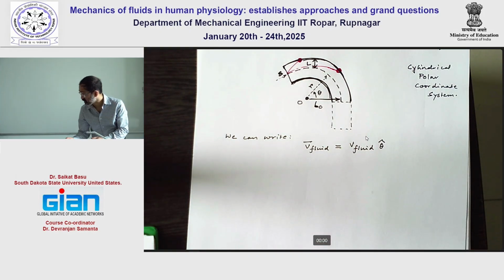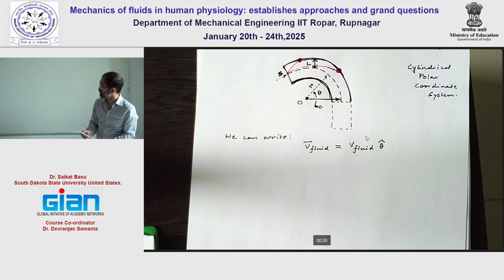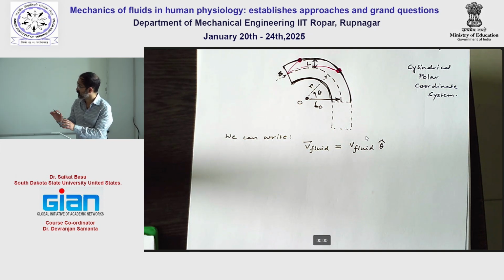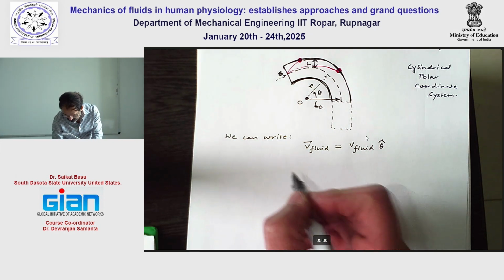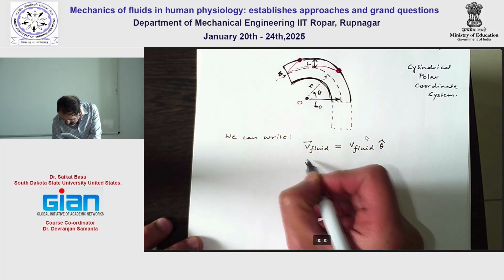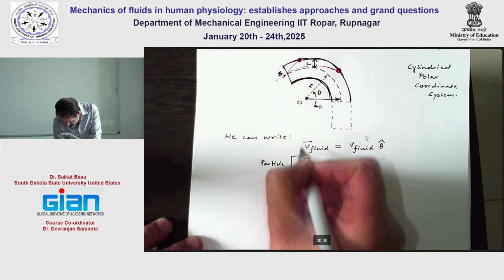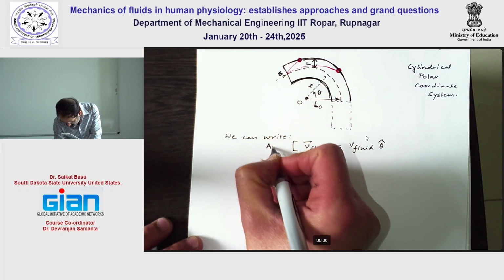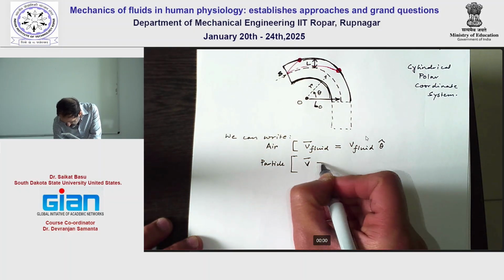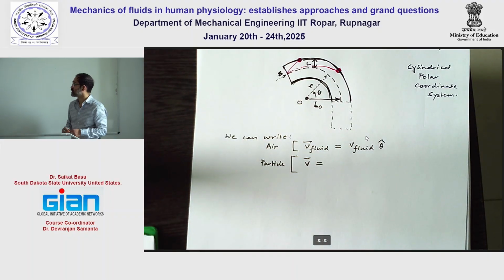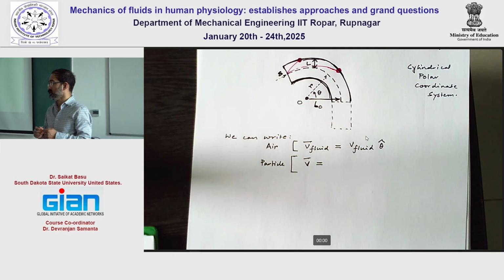Similarly, of course, if you resolve the components of the other phase that we are talking about, it is the V particle. So this is for the particle, and this is for air. So now tell me what the resolution in these two components should be for the particle velocity.